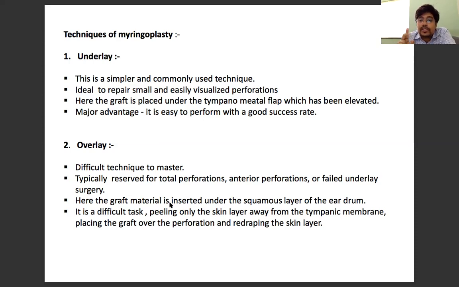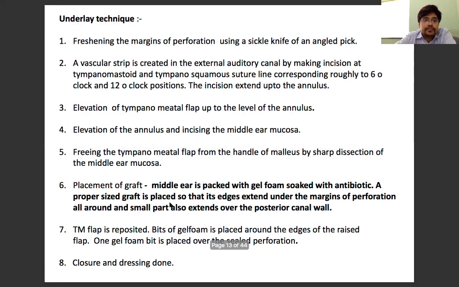Outermost is the epithelial, that is squamous layer. The middle one is the fibrous layer, and the innermost is the endothelial layer. So now here I'll tell you.